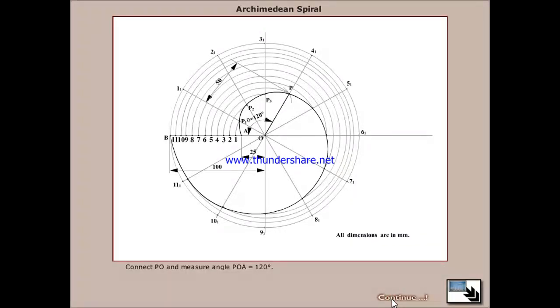Now connect PO and measure angle POA equal to 120 degrees. Draw OQ, which is perpendicular to OP. The polar equation is R equal to C plus A theta. In this, theta is 120 degrees, R is 50 mm, C is 25 mm.